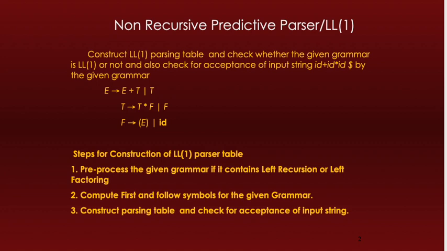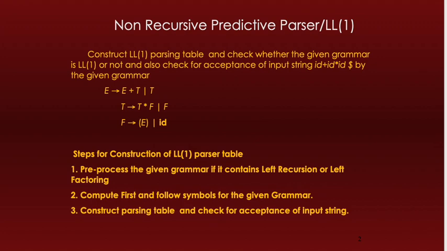Top-down parsers cannot work on left-recursive grammars and left-factored grammars. So in order to check whether the given grammar is LL(1) or not, the first thing you have to do is pre-process the grammar: eliminate left recursion or left factoring if anything is present in the input grammar. 99% of the time both will not be there in a given grammar. Either the grammar may contain left recursion or it may contain left factoring.